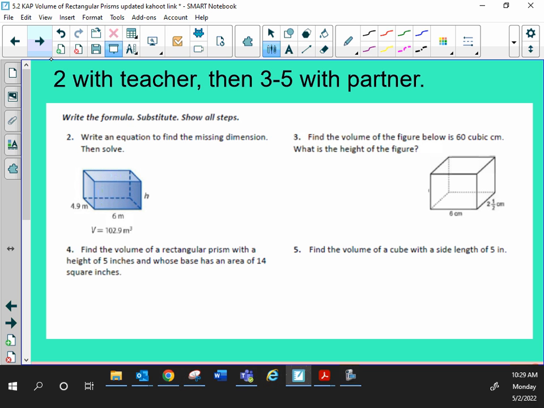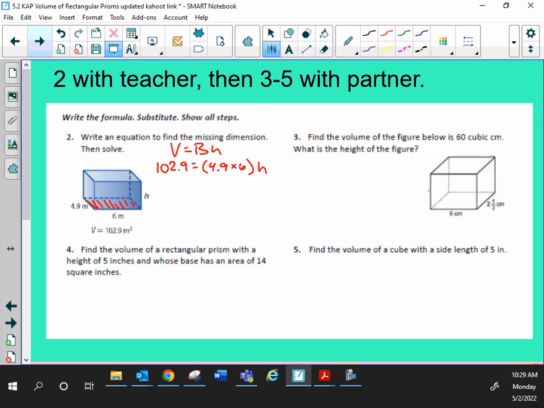As always, we still start with formula, substitute, solve. So we're dealing with volume. Volume is equal to big B times H. Substitute in what I know. Do I know my volume? Yes, 102.9. To find the area of the base, it's a rectangle, so it would be base times height. What are the base and height of the base? To find that area of the base, they did 4.9 times 6, and then times that h.